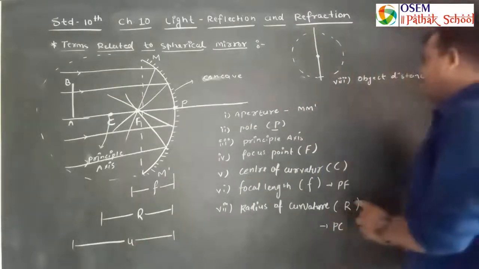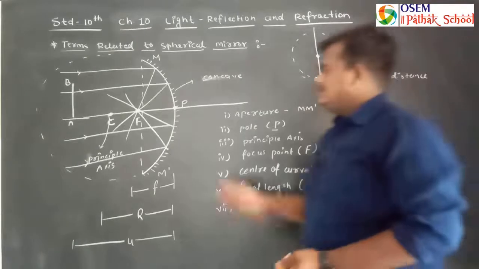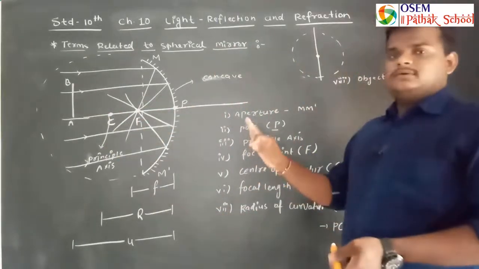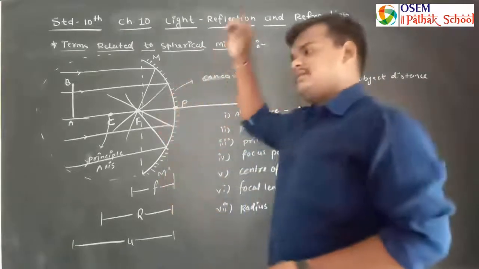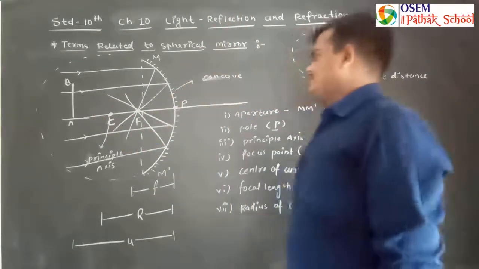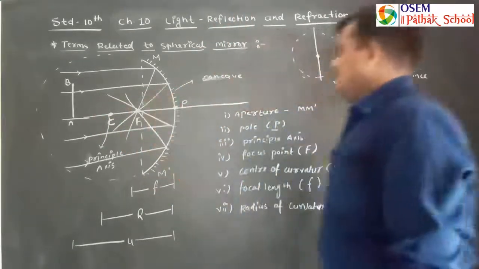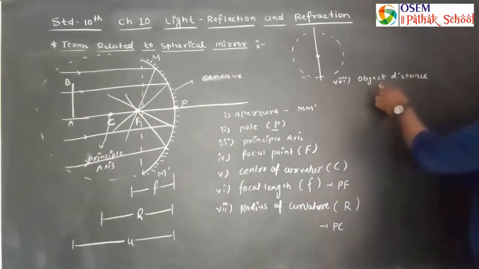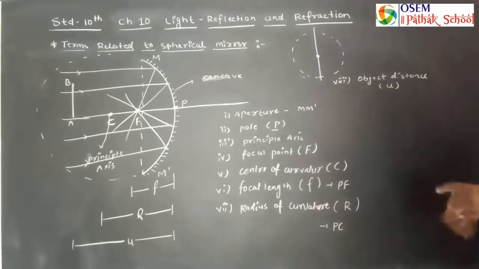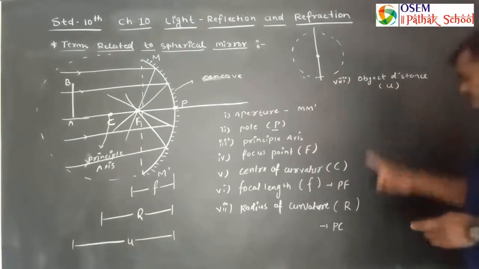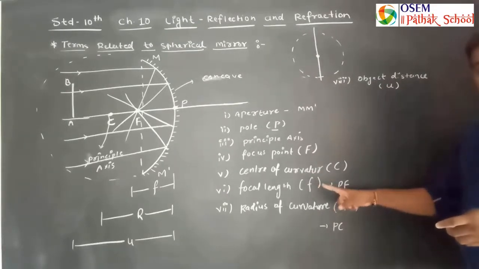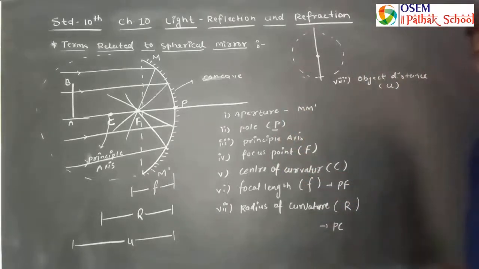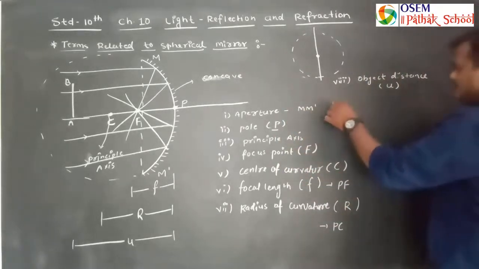So what is object distance? The distance between the pole and the object placed in front of a concave mirror or any spherical mirror is known as the object distance, and it is denoted by the small u. Please remember these signs because they are very important for solving the numericals given in your textbook.